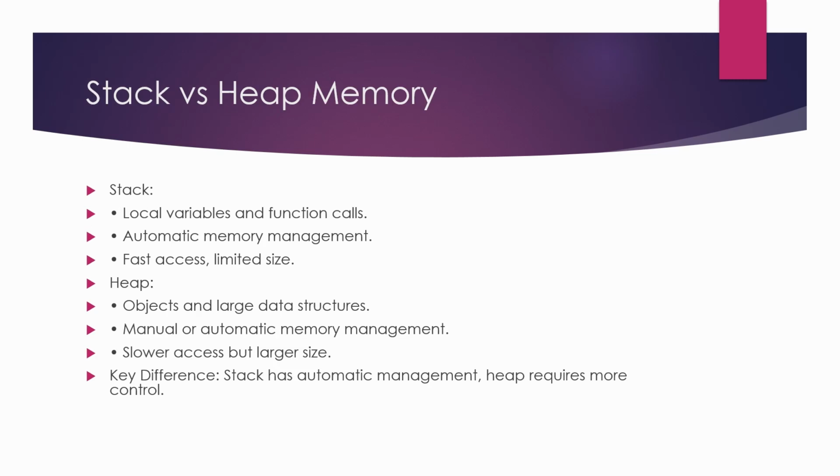To summarize the differences between stack and heap memory, stack memory is used for storing local variables and function calls with automatic memory management. It offers fast access but limited size. Heap memory, on the other hand, is used for dynamic memory allocation, and while it's larger, it requires manual and/or automatic management. The key difference is that stack memory is automatically managed, while heap memory requires more control from the programmer.